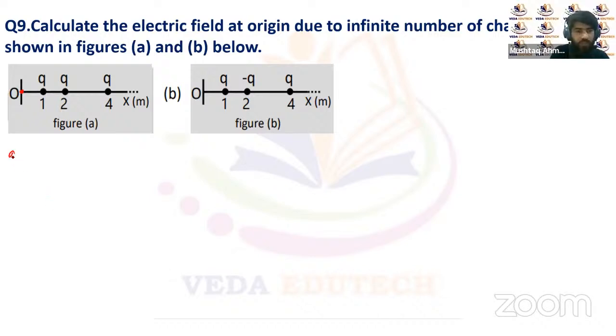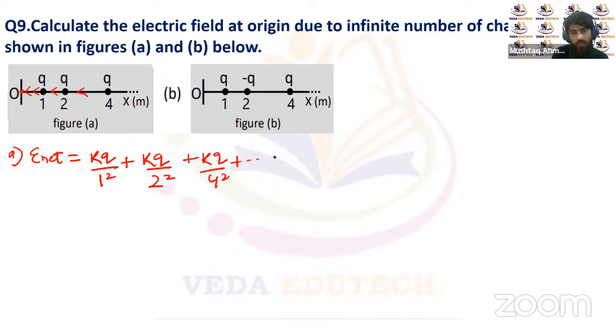Now let's talk about case A first. There will be an electrostatic field because of each Q, and so on up to infinity. All the fields will be along this direction because of the positive charge. It means the total field will be the algebraic sum of each and every field because of all these charges. So the net field E net will be kq upon 1 square, plus kq upon 2 square, plus kq upon 4 square, and so on. This will be the net field.